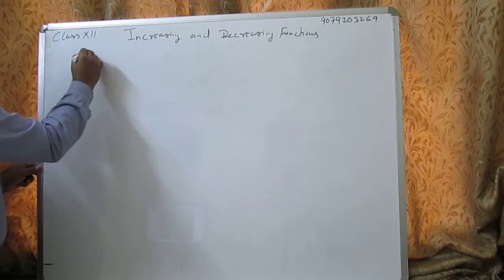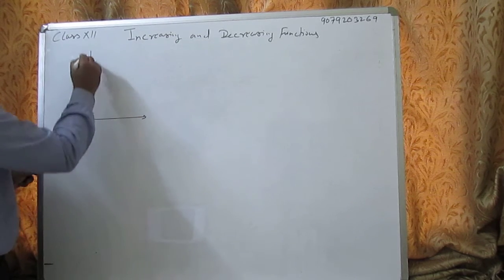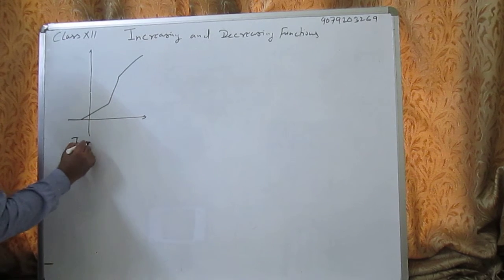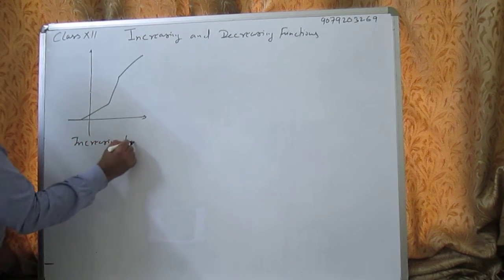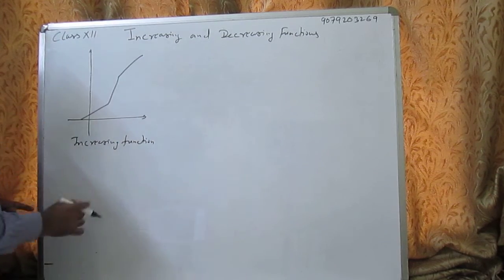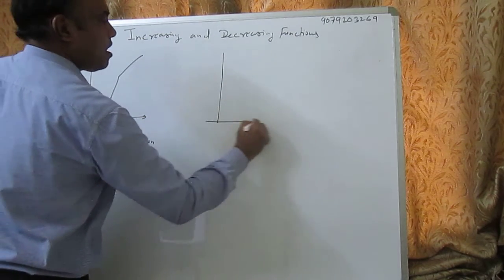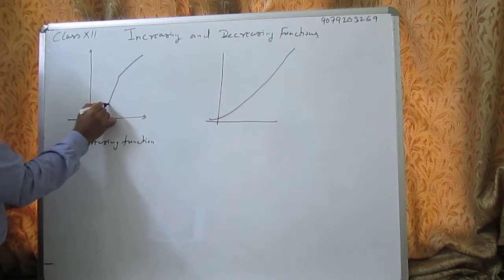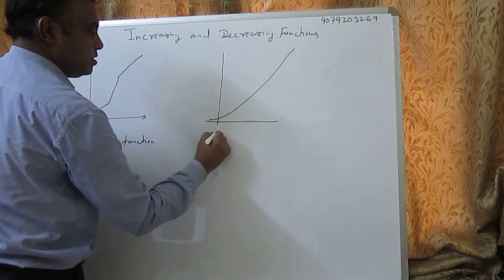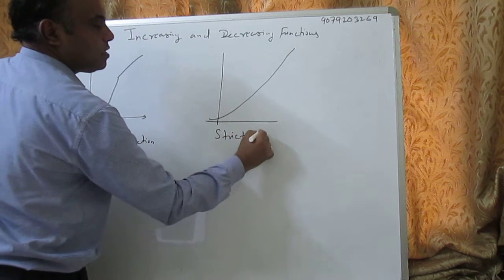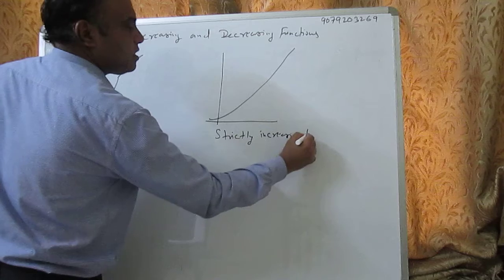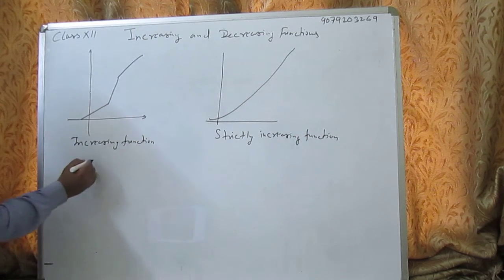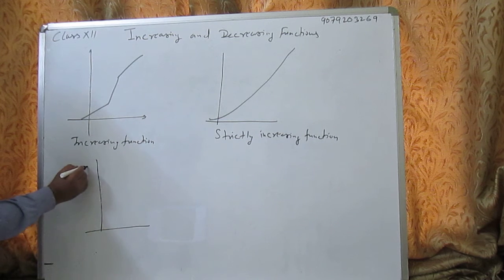Now, if the graph is increasing, this is an increasing function. If the graph is continuously increasing, with no break (here it is a break, here it is a break), this is called a strictly increasing function.